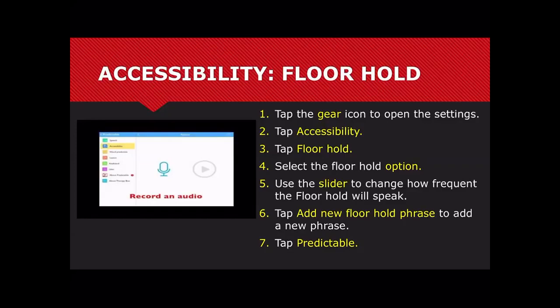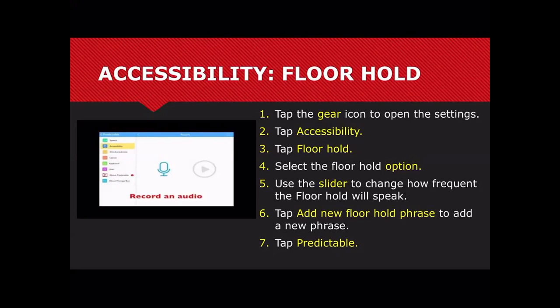To get to these settings, you're going to tap on the gear icon, open settings, tap accessibility, tap floor hold, and then you select the floor hold option. Automatic will speak the floor hold message at the duration you set once you tap the floor hold button. If you select manual, you must tap the floor hold button in order to speak that message. And then you can use a slider to change how frequently you want the floor hold to speak.